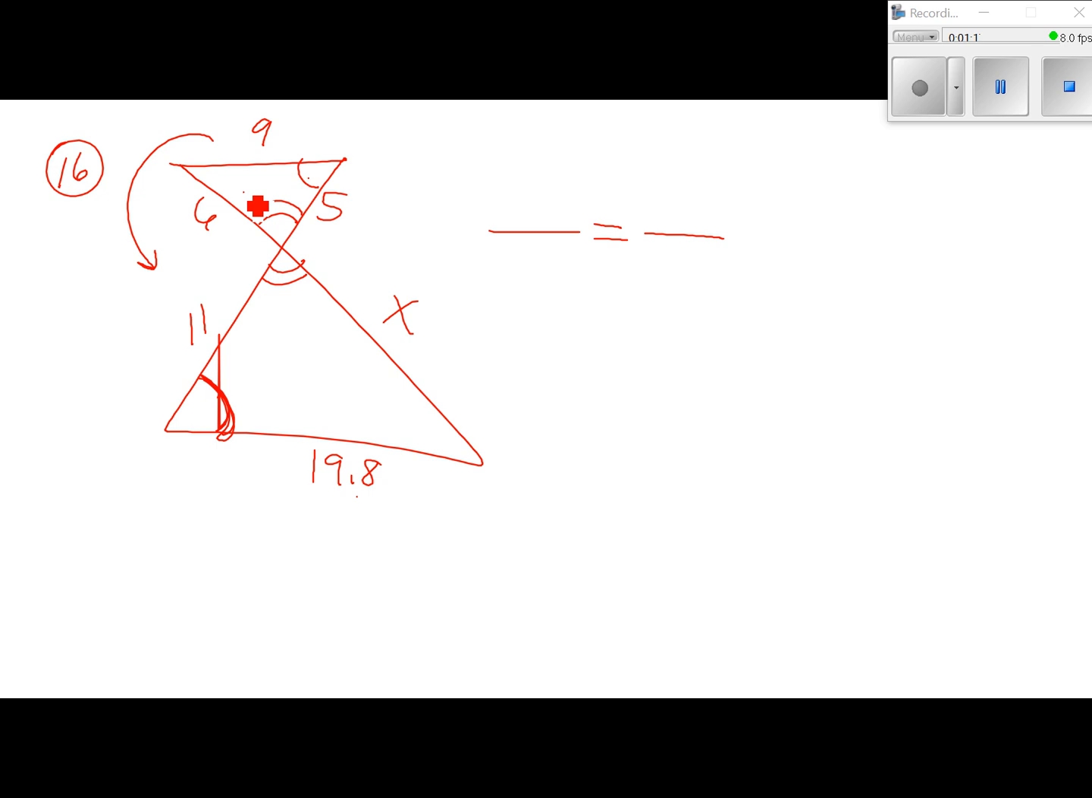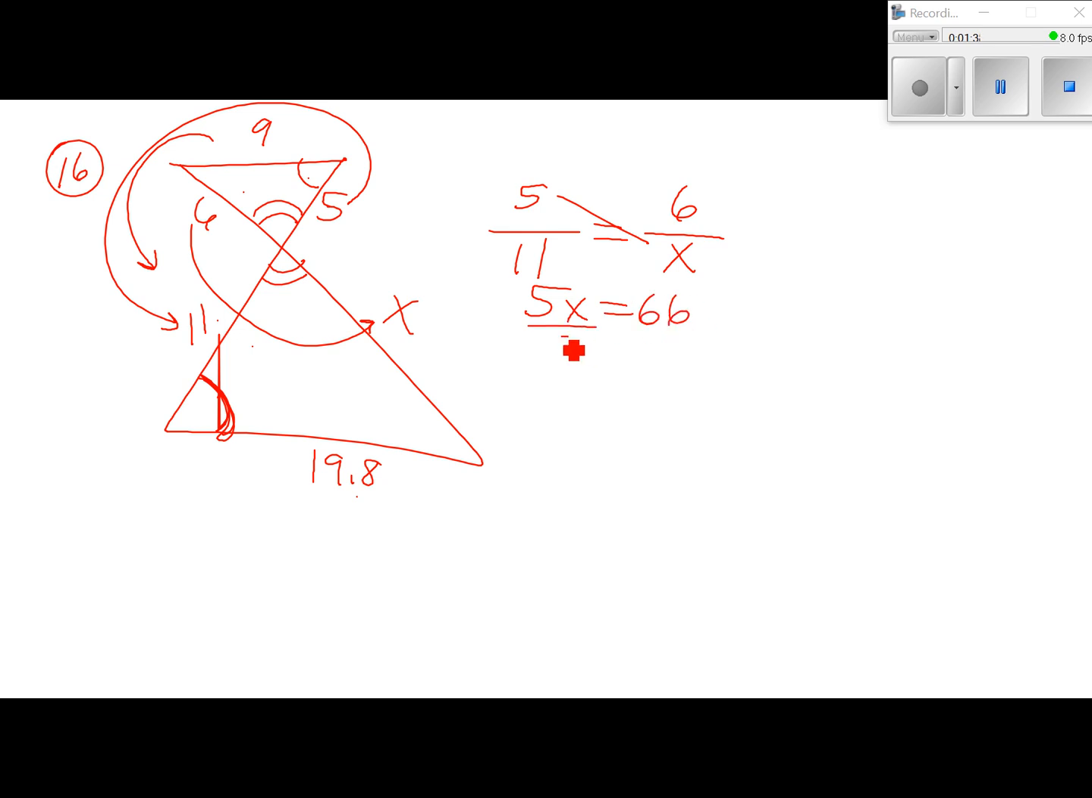But if I spin this top triangle around to match up to this one, the 5 matches up to the 11. So this 5 is going to match up to that 11 when it's spun around. And the 6 is going to match up to the X. We cross multiply, we get 5X equals 66. Divide by 5. Grab your calculator and you divide that by 5. And it tells you that X equals 13.2. That's our answer. So the length of this side right here in that triangle is 13.2.